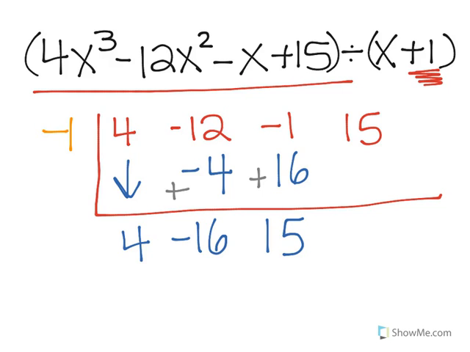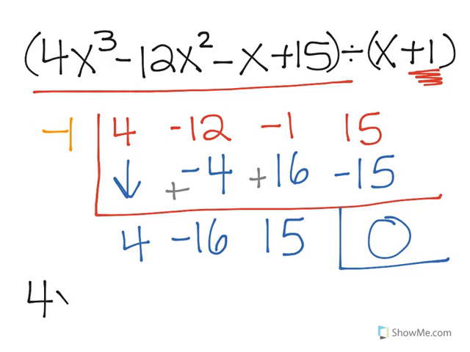Negative 1 times 15 is negative 15. This is our remainder, and add down and you get 0. So we have a remainder of 0. So the last thing I need to do, I started with the cubic, I went down 1. We're always going down 1 degree when we do synthetic division. So I'm going to start 4x squared minus 16x plus 15.